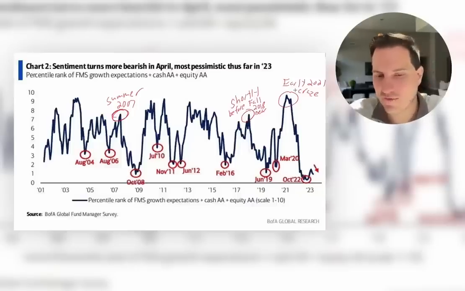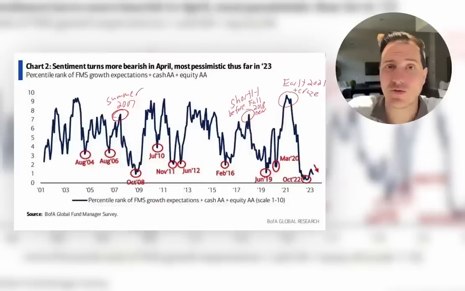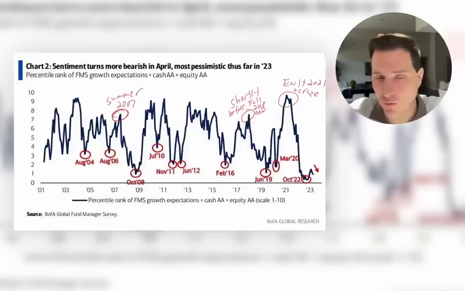So isn't this just a fascinating thing? It almost goes to show you that you want to move against these folks when they're so far on one side, bullish or bearish. You almost want to move completely contrarian to whatever side they're on.